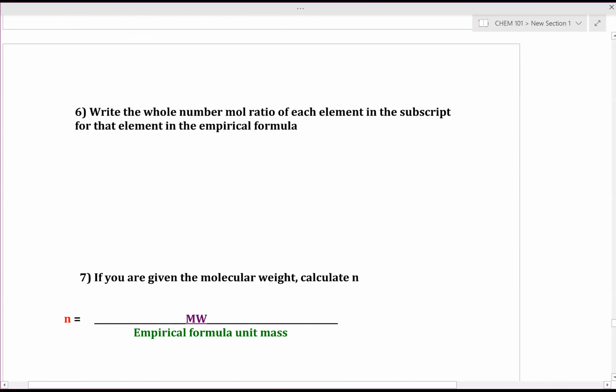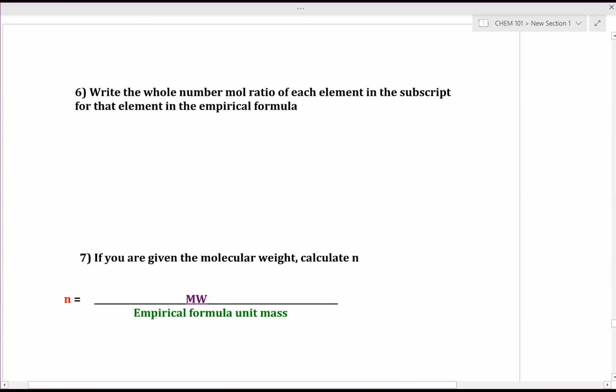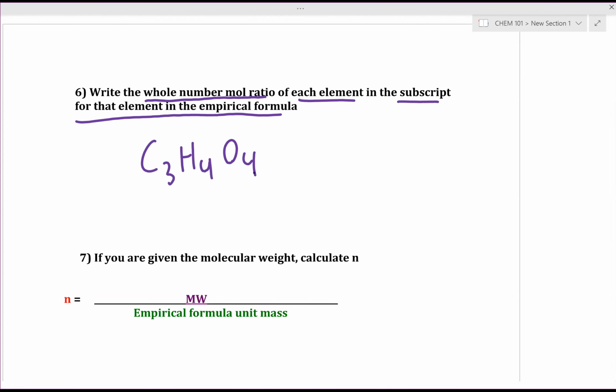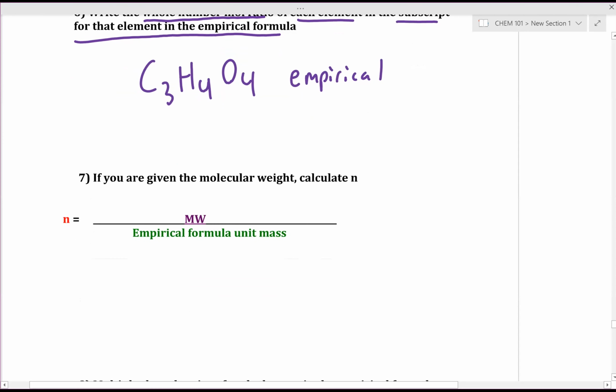Now we've already done this next example. We've written the whole number mole ratio of each element into the subscript for that element in the empirical formula. So we said we have C3H4O4. Now this whole number mole ratio represents what formula? Empirical. So in effect, in each of these steps we've calculated the empirical formula. Now, step 7 is optional. It depends on the problem.